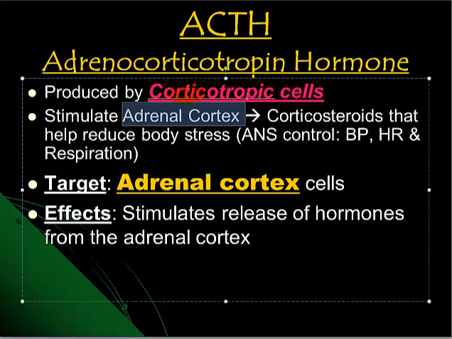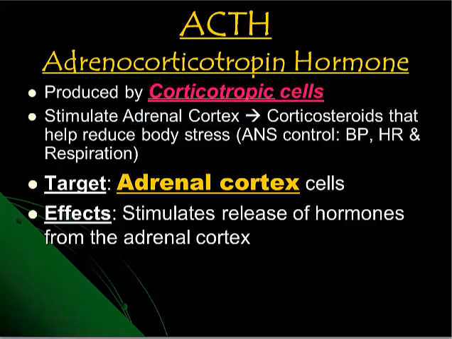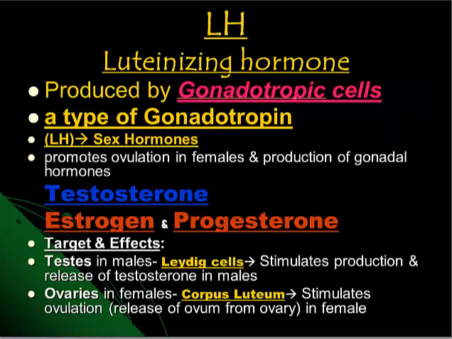So again, these are not cells of those organs. It says these are cells that control those organs. So those three mentioned, thyrotropic, corticotropic, and gonadotropic, control the peripheral organs. So LH in females promotes ovulation. LH in males affects sex hormone, testosterone, and androgen production. So in the female, it's both sex hormone production and ovulation.